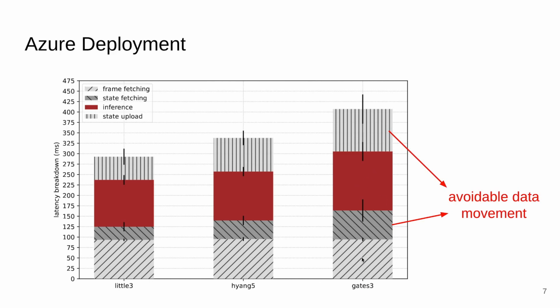So the bottom bar here is just fetching the video frame, so this cannot be avoided, but the other two can be avoided, because these are just fetching and storing data somewhere else. If it was already cached where the inference is going to happen, then we would have avoided it. So this is what we want to do here.